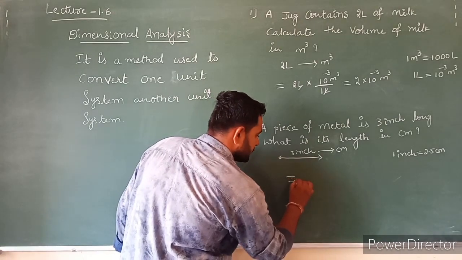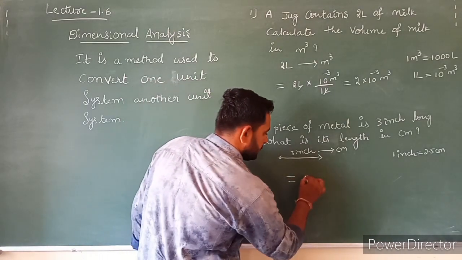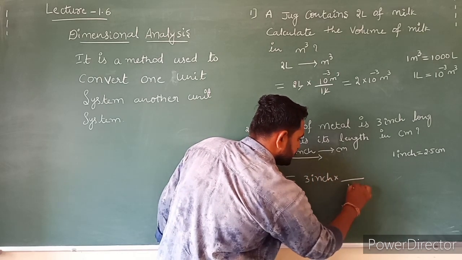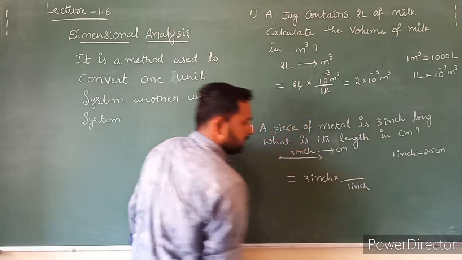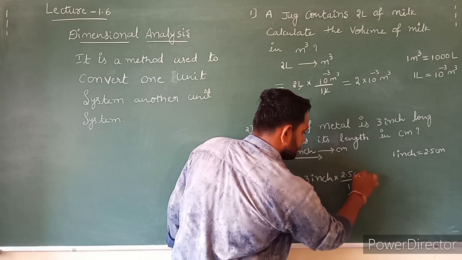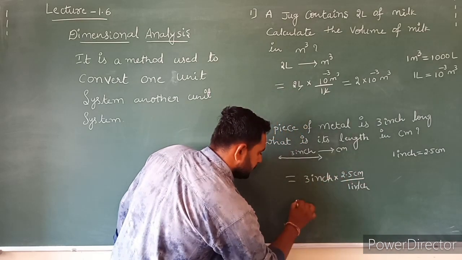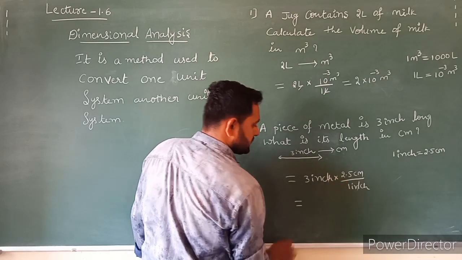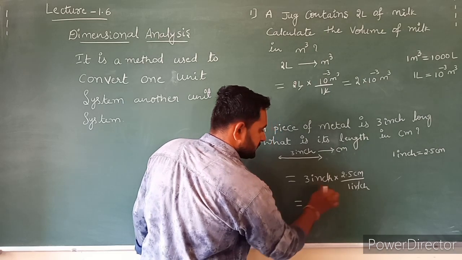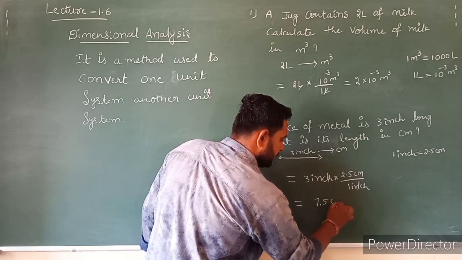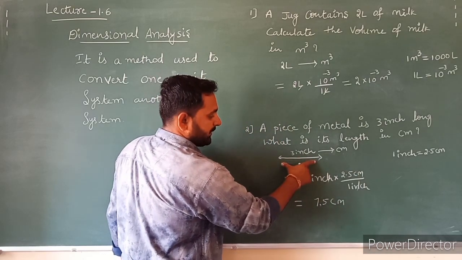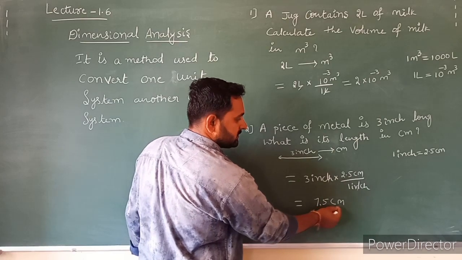Now let us start the conversion of inches into centimeter. 3 inch into 1 inch is equal to 2.5 centimeters. Now inch cancels. Next you multiply these two numbers: 3 into 2.5 gives 7.5 centimeter. The length of the metal is 7.5 centimeter.